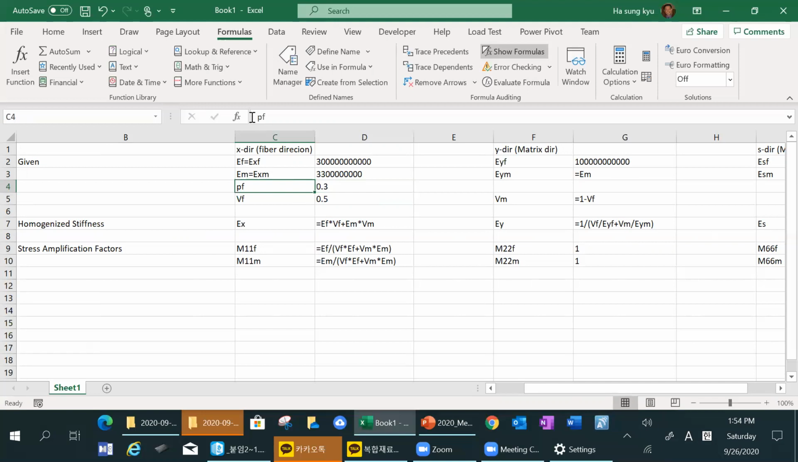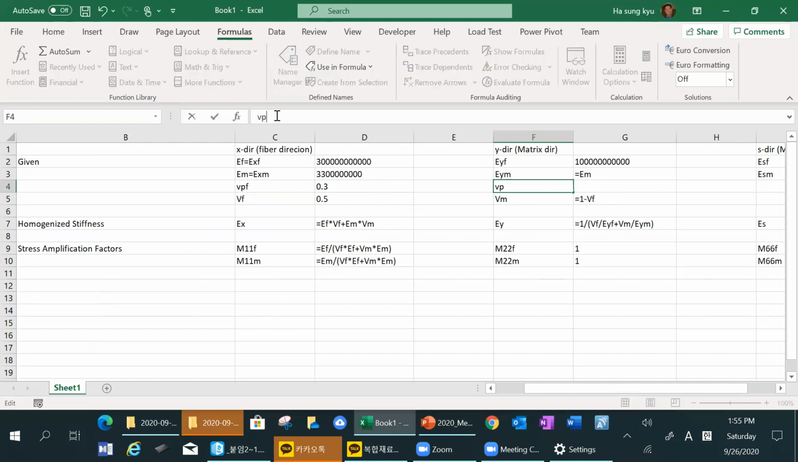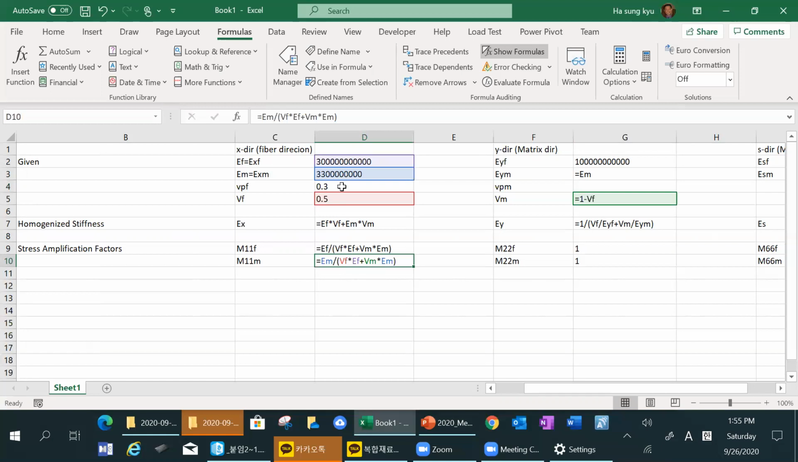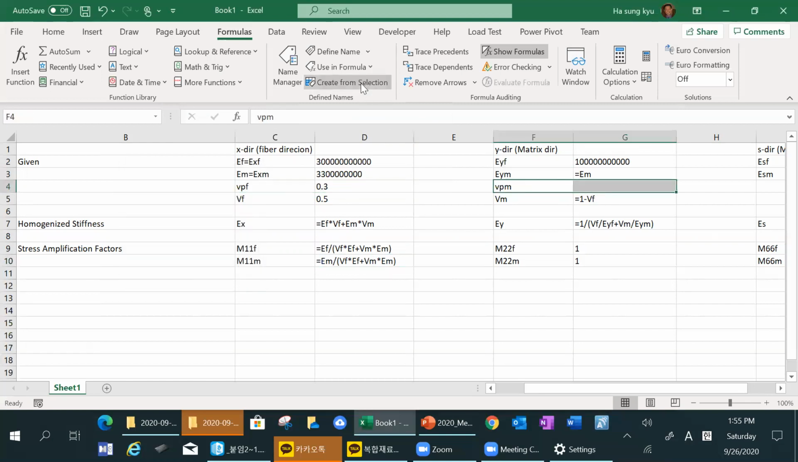Fiber. I'll call it V. I mean, not the V, it's a nu. But here I'll call it V PF. And here the Poisson's ratio of the matrix, and give a name. And also this is about 0.3.